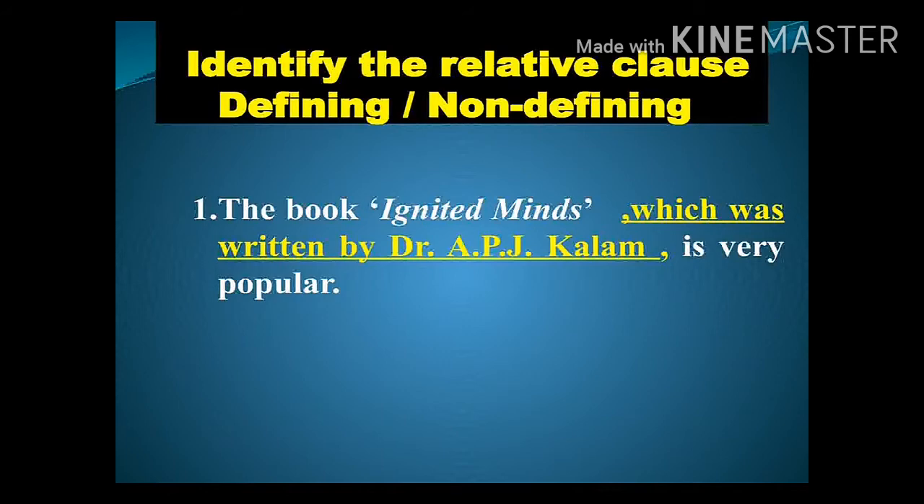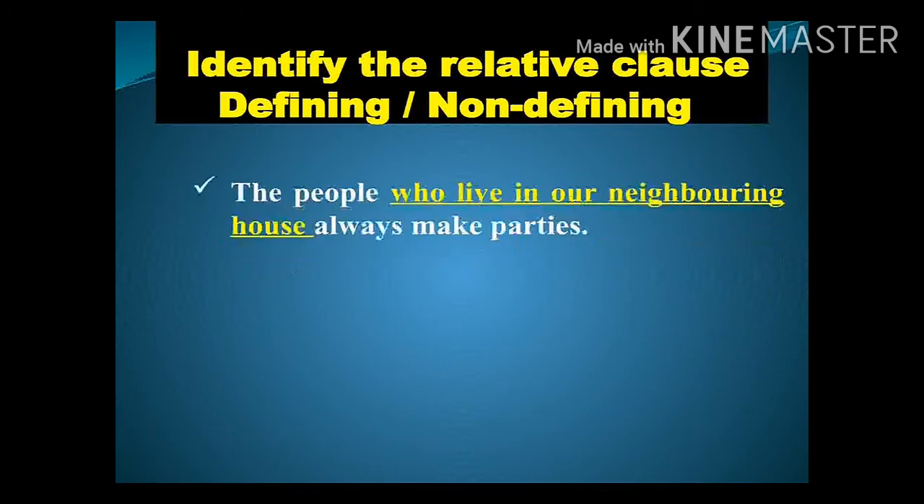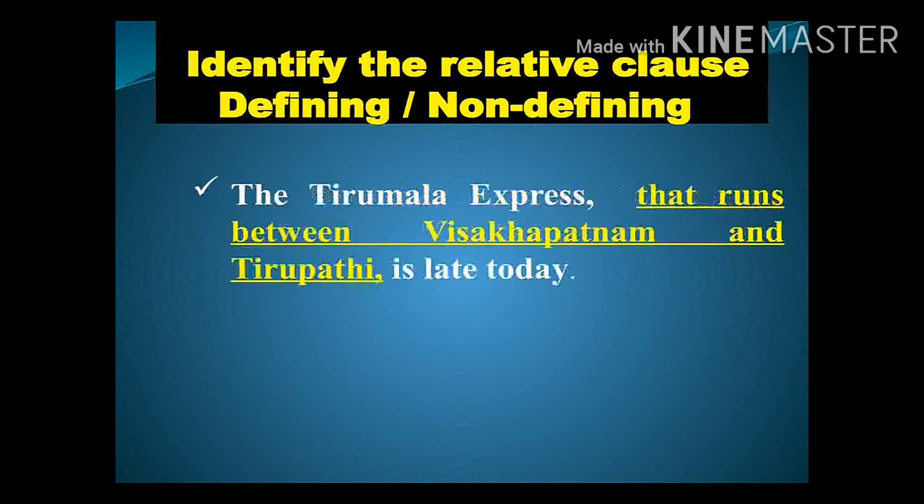APJ Abdul Kalam. It is a non-defining relative clause. The next example: the people always make parties. So who are those people? We don't know, so we have to define them. The people who live in our neighboring house always make parties. So this is a defining relative clause. It should not be included in between commas.